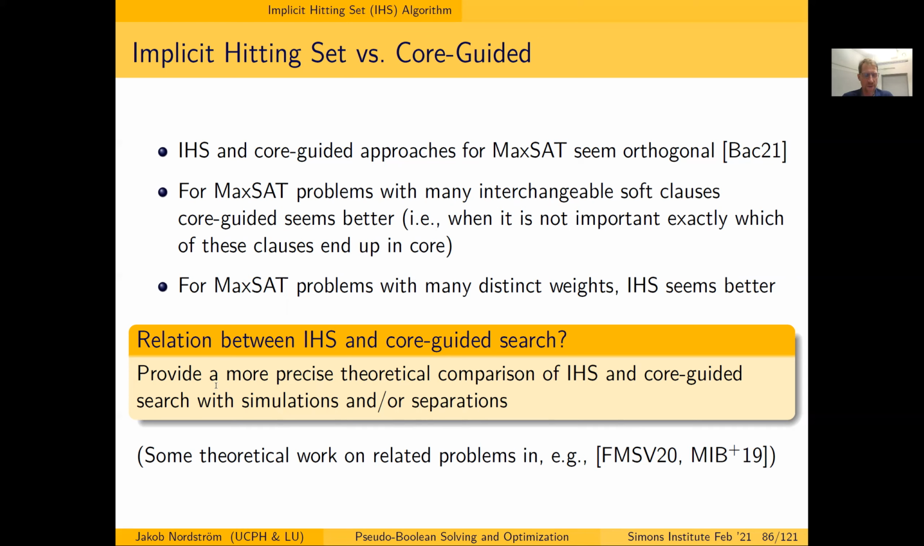So a very nice question for the theoreticians listening to this would be to study the proof complexity of core-guided search and implicit hitting set and try to provide precise characterizations, comparing the two approaches. Maybe you can prove some simulation results or separation results. There is some work in this direction, but there's definitely room for more.